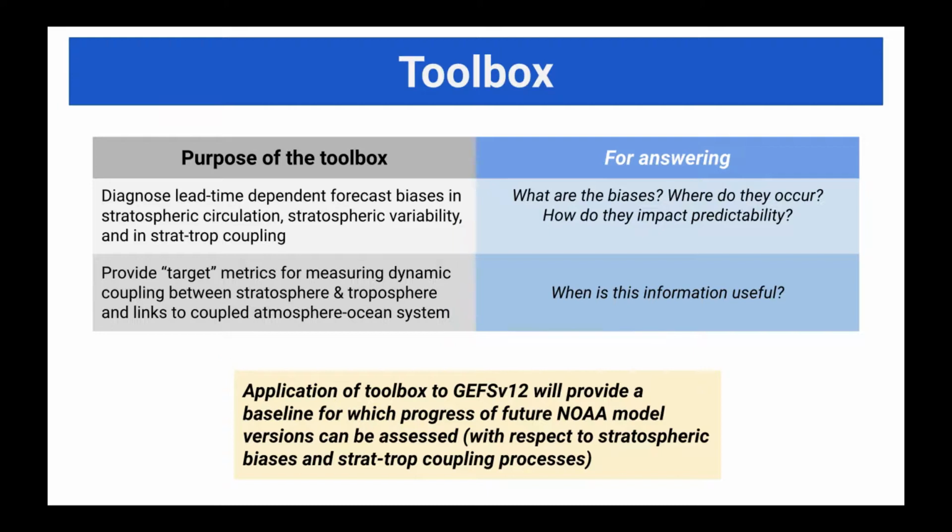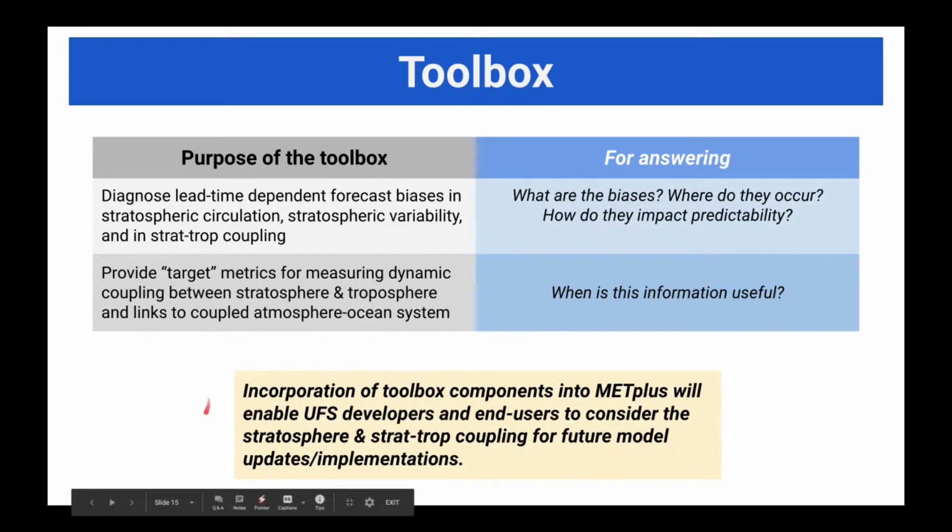So the toolbox, which forms the basis of our project, is intended to fulfill primarily 2 purposes. One is to diagnose those lead time dependent forecast biases in the stratospheric circulation, stratospheric variability, and in strat-trop coupling. And this is to help directly answer what are the model stratosphere related biases, where do they occur, and how do they impact predictability. The other purpose is to provide target metrics for measuring the coupling between the stratosphere and troposphere and any links to the coupled atmosphere-ocean system. And this is to help specifically answer, when is this stratospheric and strat-trop coupling information useful for purposes of prediction.